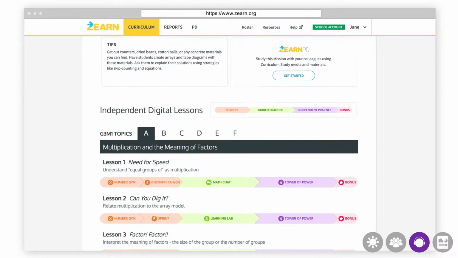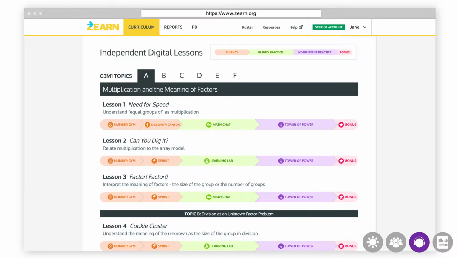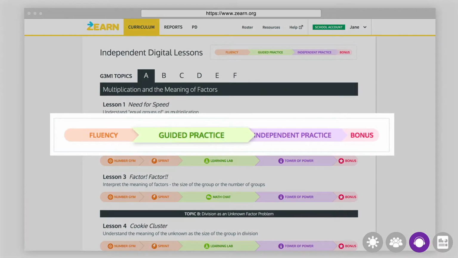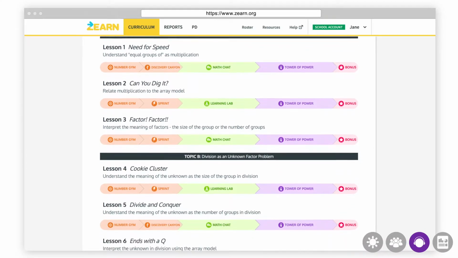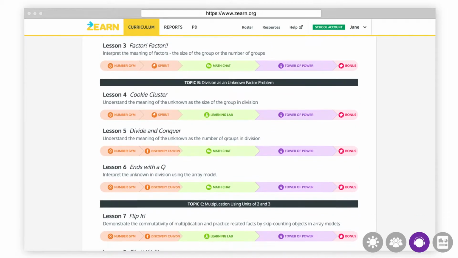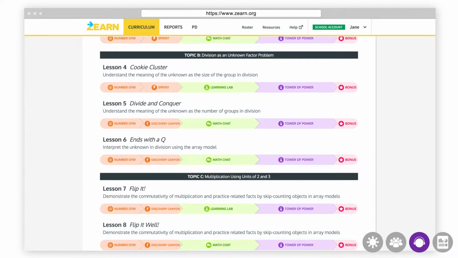There are several components of an independent digital lesson, each designed to ensure students experience a balance of procedural fluency, conceptual understanding, and application work. Students work through each component of the digital lesson at their own pace, giving every student the time they need to deeply understand new content they are learning. Let's walk through the components of Lesson 6.